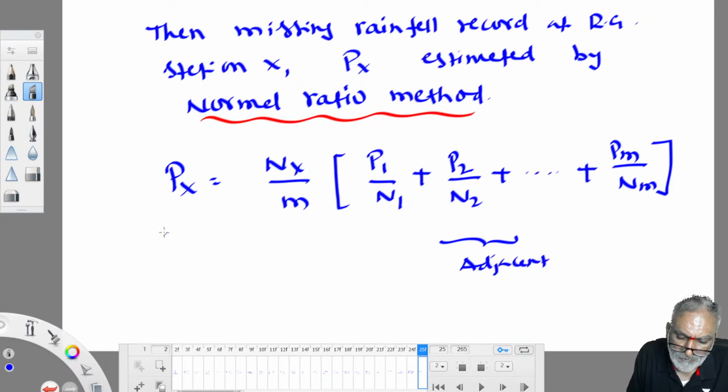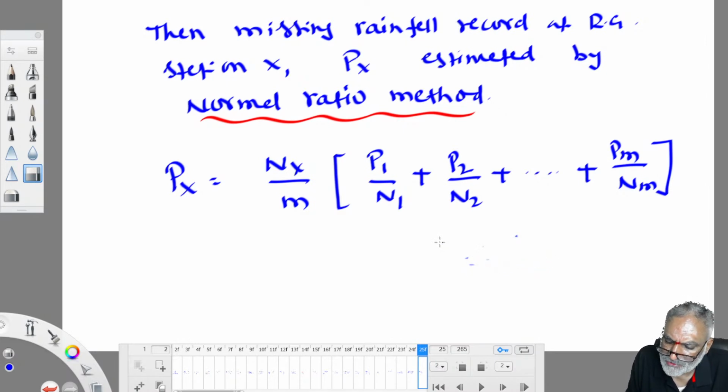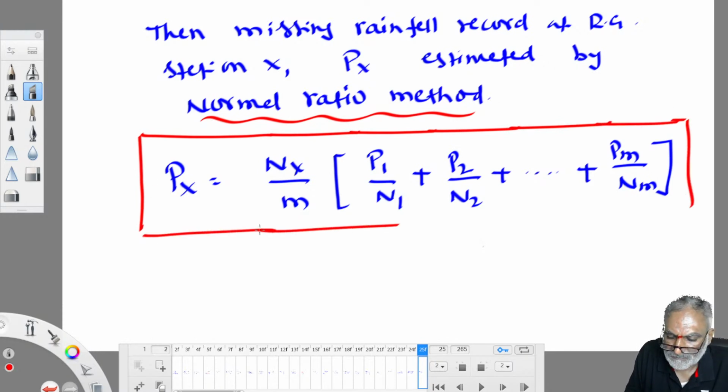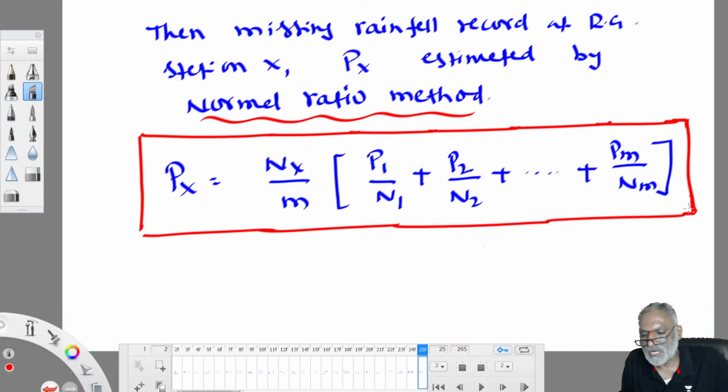This is the rainfall data recorded by station X. So adjacent rain gauge station data is always taken inside the bracket. Station X data is taken on the left hand side of this equation. That's all. You have to remember only this equation. This is a very popular question in the GATE exam. Many times in the GATE exam, questions have been asked from this topic.